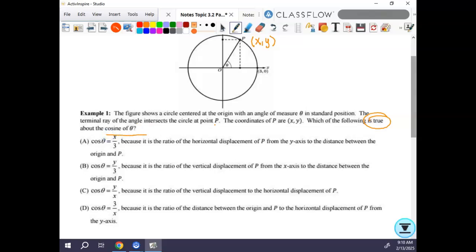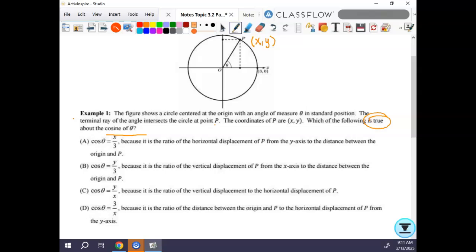Okay, so before I look at anything, I'm going to think, what do I know about cosine? I know for a unit circle, it is just the x value. Is this a unit circle? And how do we know? They didn't tell me here, but it's not a unit circle. How do I know that for sure?